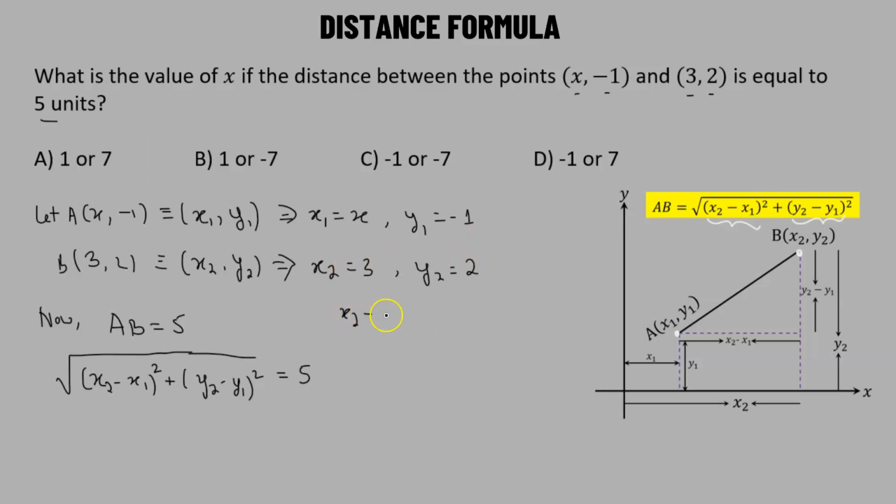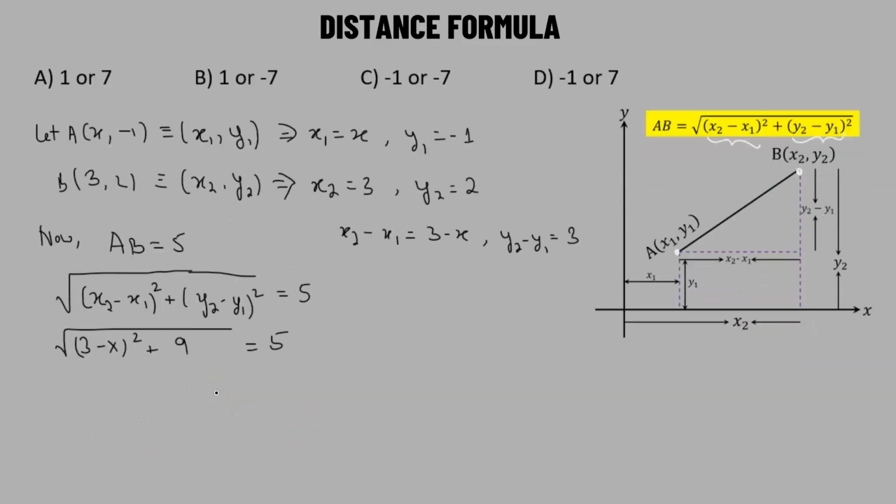So x2 - x1 will be equal to 3 - x. And y2 - y1 will be equal to 2 - (-1), so that will give us +3. So we get the square root of (x2 - x1) whole squared, that's (3 - x) whole squared, added to (y2 - y1) squared, so that's 3 squared. 3 squared is simply 9, so this equals 5. Let's square both sides. We get (3 - x) whole squared plus 9 equals 5 squared, so that's 25.